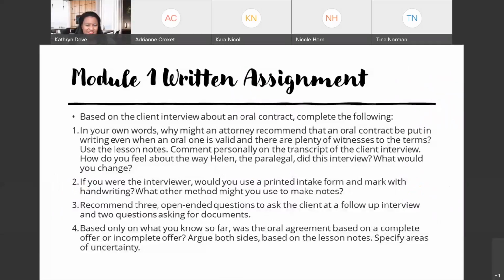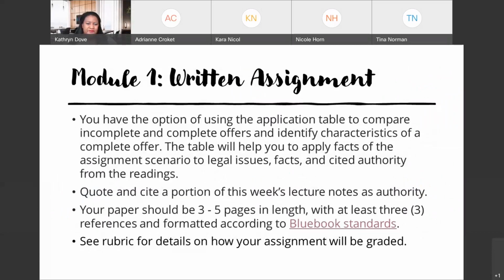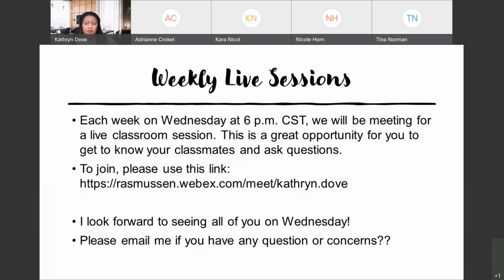Any questions about this module 1 written assignment? Your paper should be 3 to 5 pages in length with at least 3 references and formatted according to Bluebook standards. So it just is 3 references. You could cite to a treatise, your lecture notes, the textbook, or a case, that's all good. Yes, a question about the format of the paper? We got that done. It can be written in first, second, or third person.